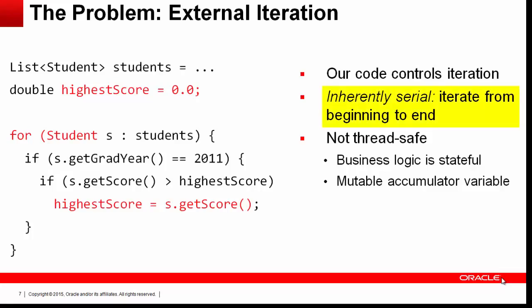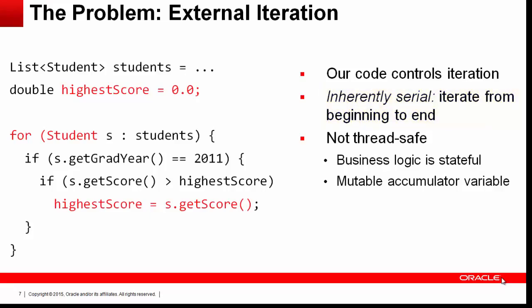Because by breaking it up into parallel operations, we would introduce non-deterministic behavior, because different threads could execute at different times, they could be looking at different pieces of data, and so we may not always get the same result. So we have control over the iteration, which means that our code is inherently serial. We start at the beginning of the collection, we move to the end of the collection.